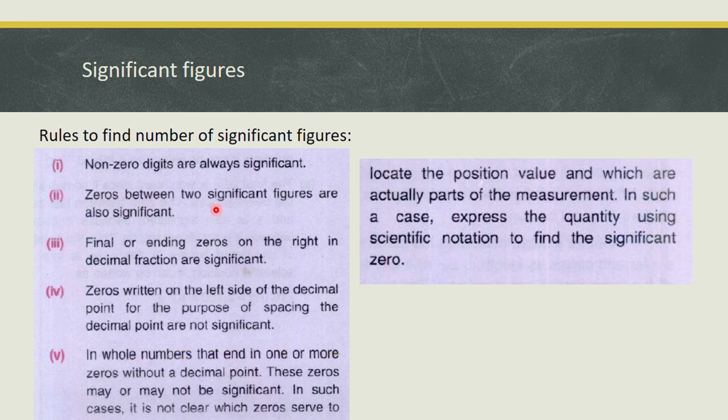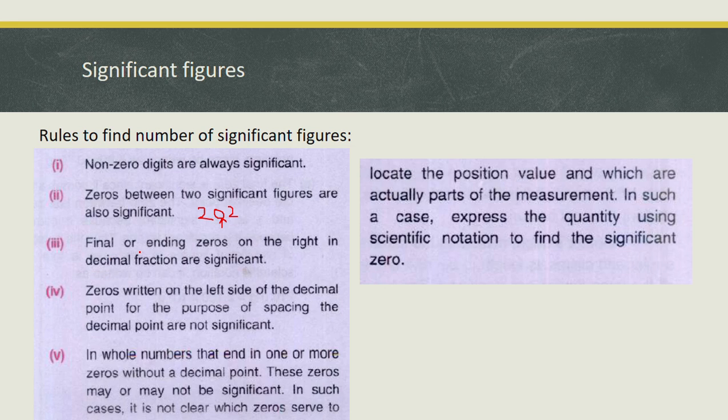Zeros between any two significant digits are significant. For example, let's suppose I am writing 202. It has three significant figures because this 0 is between two significant figures, or two non-zero numbers. So this 0 is significant.